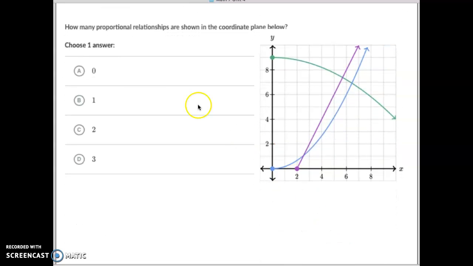Okay, here's another question. How many of these lines right up here show a proportional relationship? Well, first of all, proportional relationships are a straight line that starts at 0, 0. So does the green line start at 0, 0? No. Does the purple line start at 0, 0? No. Does the blue line start at 0, 0? Well, yes, it does. But is that blue line a straight line? As we look at that blue one the whole way through, is the blue one a straight line? No, it's not. So not one of these is a proportional relationship.